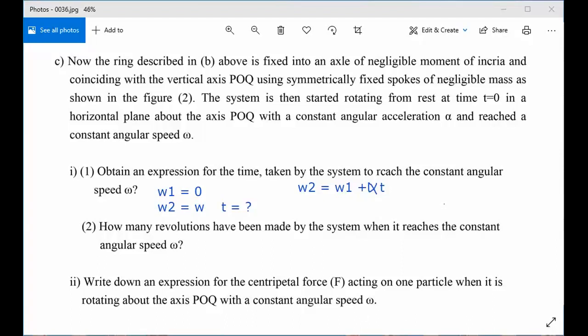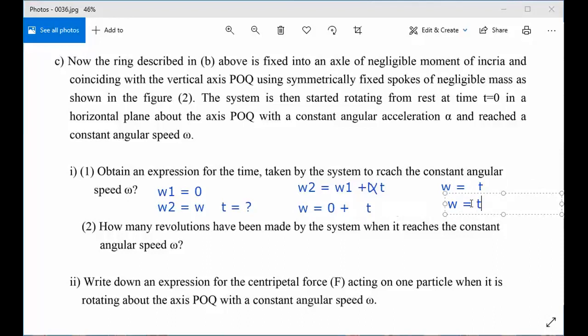Right. So what is the expression there? Omega 2 is omega. Omega 1 is 0 because the motion starts at rest. That's what they have given. Plus angular acceleration alpha, time taken is t. So finally, we obtain that omega equals alpha times t. Just take alpha to the other side, then you will get omega divided by alpha equals t. This is the expression here. This is what you want to do.